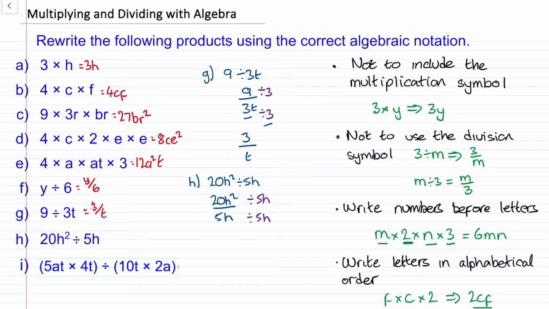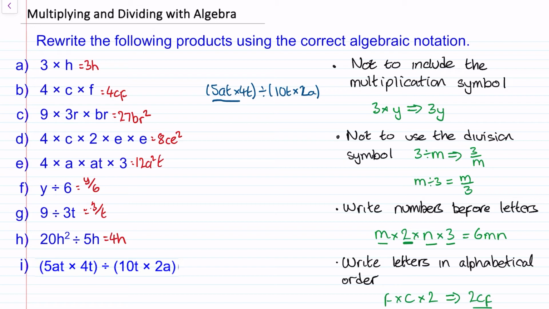So now, on our numerator, 20 divided by 5 is 4. H squared divided by h is h. And this is over 5 divided by 5, which is 1, and h divided by h, which is 1. So it is just 4h. And finally, for question I, we have 5at multiplied by 4t on our numerator. For our denominator, 10t times 2a.